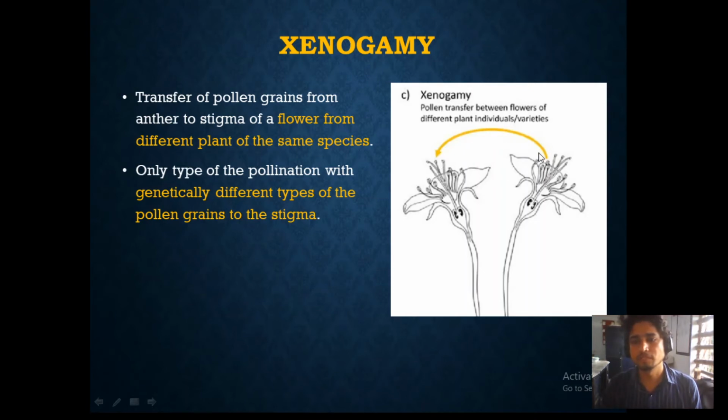So what happens is there is an exchange of genetic material between the two different flowers. That's how Xenogamy is a cross-pollination, and these are the three types of pollination.